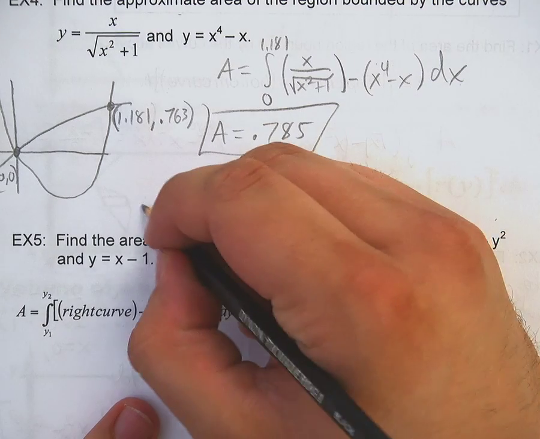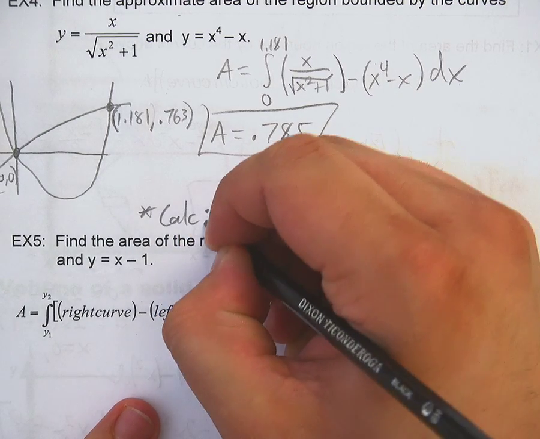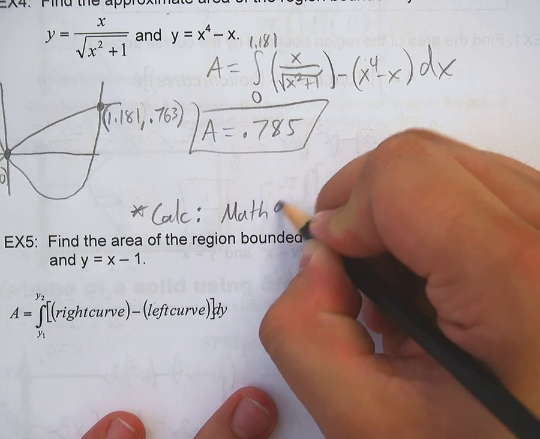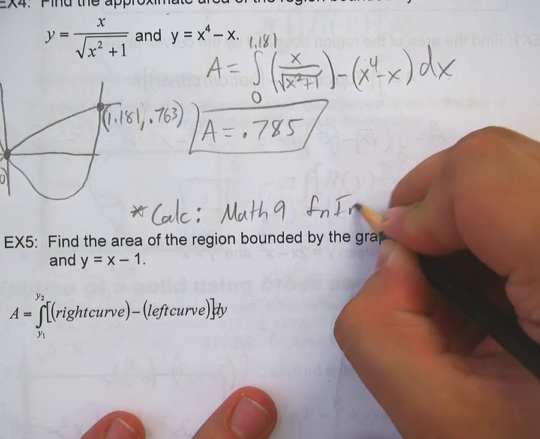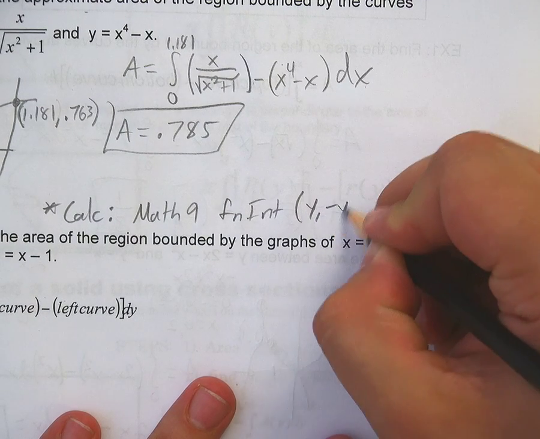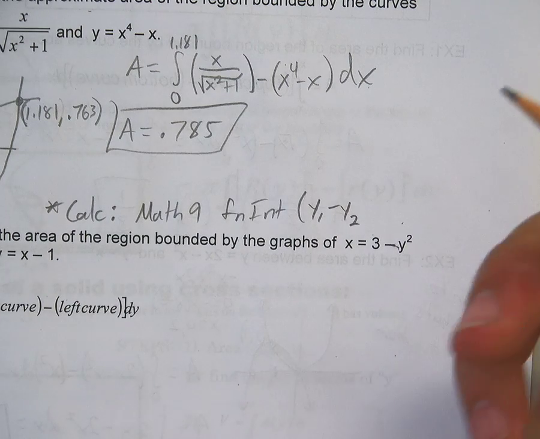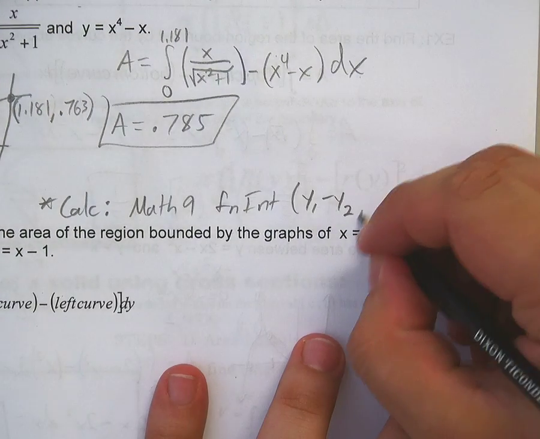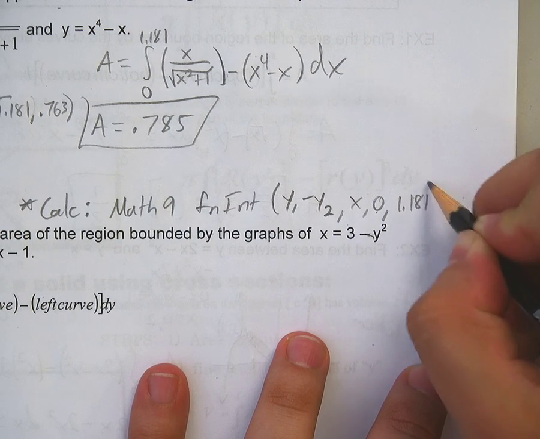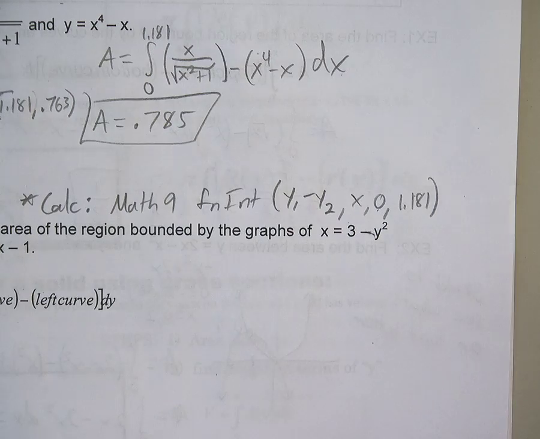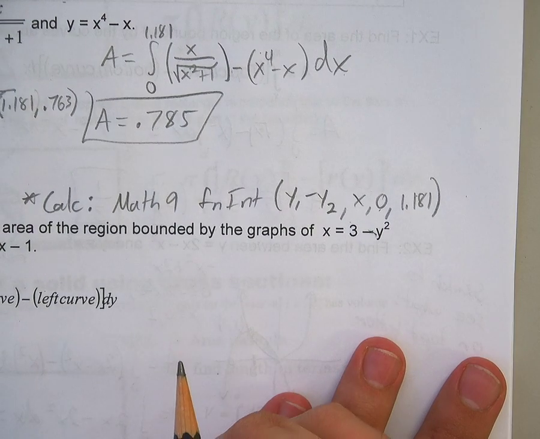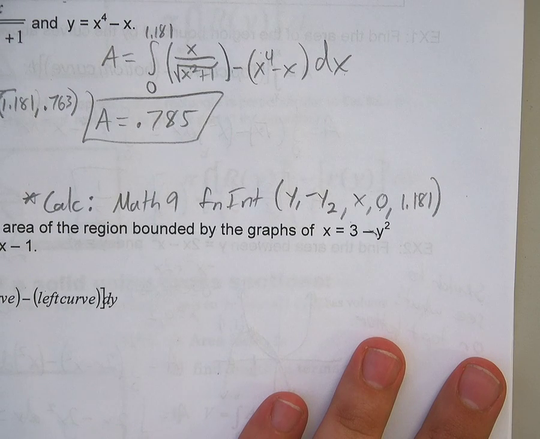But what I would like you to do is just write this down. This is the general calculator method. Again, it's Math 9 gets you to fnInt, and you set it up with y1 minus y2. And if you do not have the updated software, you'll have to do comma x, comma 0, comma 1.181. I know a few of you who have your personal calculators or an old one checked out may have the older software, so I want you to have this handy. Be careful typing it in, and man, you're ready to go.